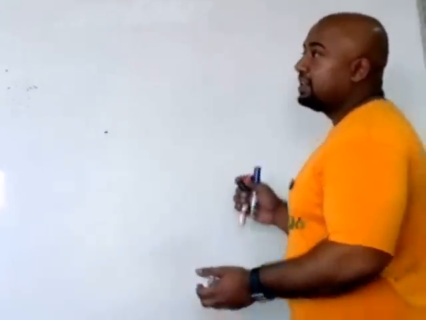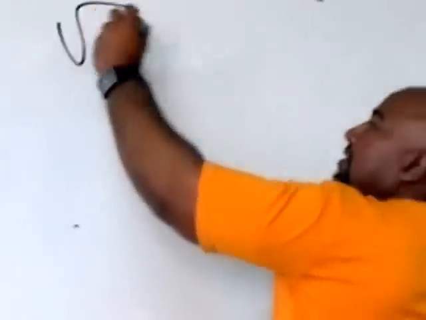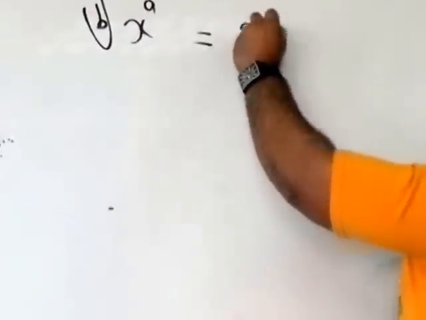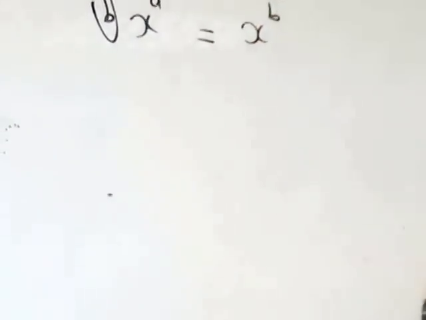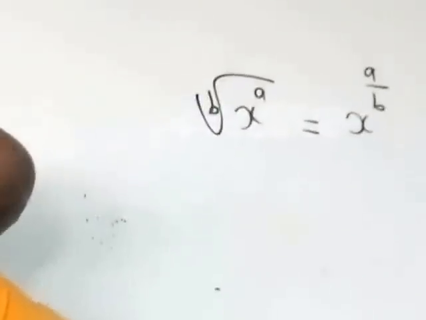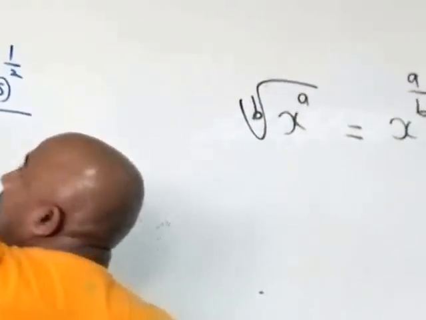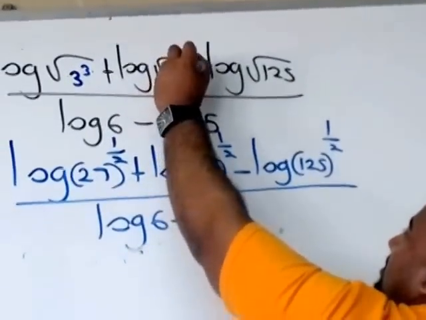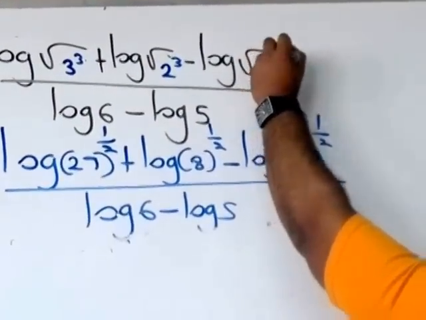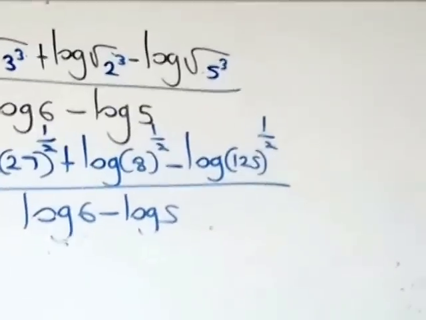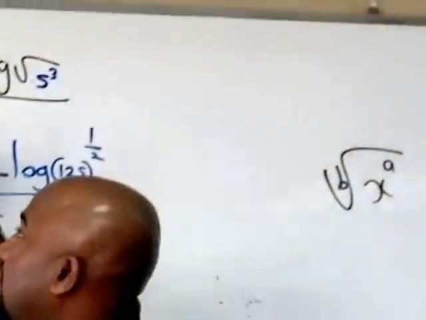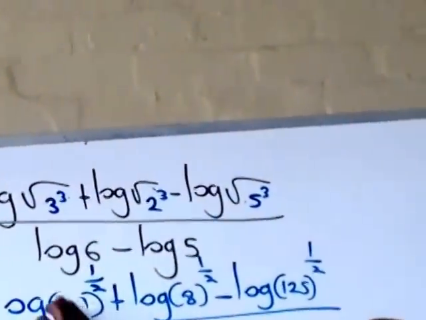Now remember, I just showed you, you've got the square root of x, that's a, that's b. This can be written as x to the power a over b. Right. So now, 27 can be written as 3 cubed, 8 can be written as 2 cubed, and 125 can be written as 5 cubed. Can you see that? So now what I'm doing is, I'm changing it inside. So what will happen here?